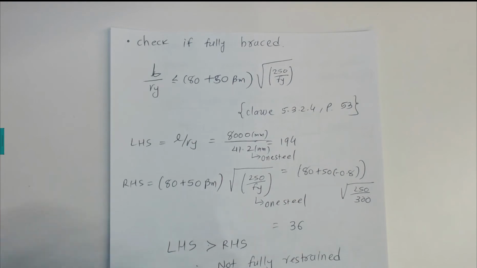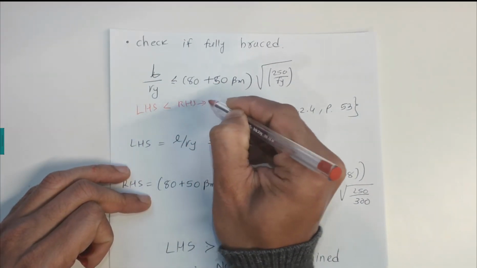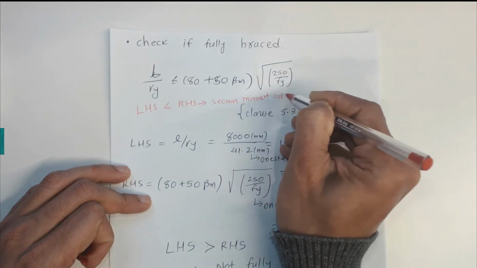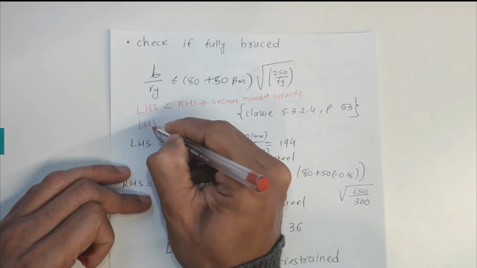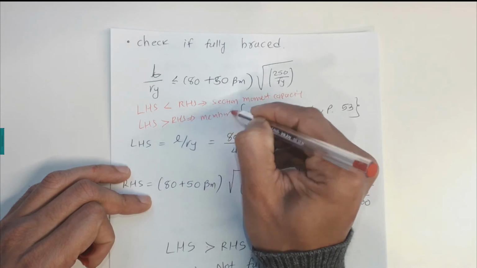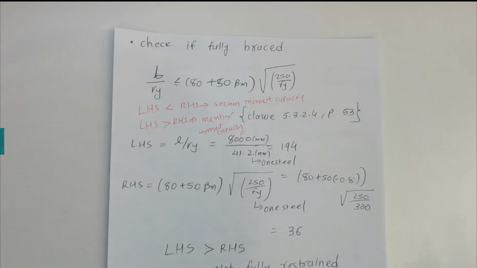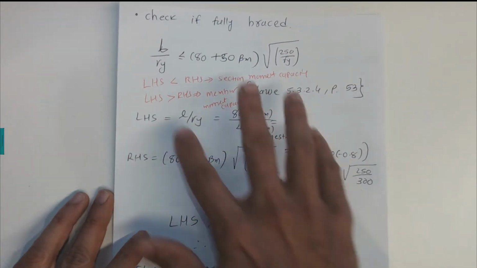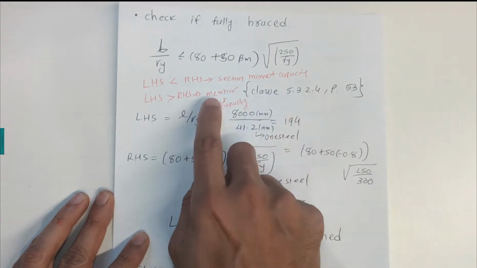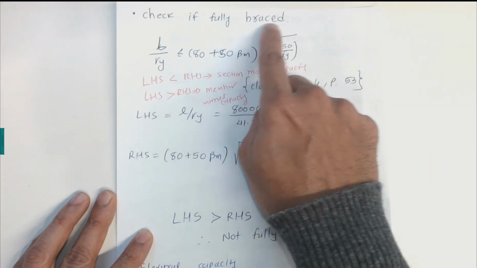So for example, if the left hand side is less than the right hand side, we just find the section moment capacity. And if the left hand side is greater than the right hand side, we need to find a member moment capacity. So it's a quick check for all the bending cases. We generally do these quick checks to see whether we should find the section moment capacity or member moment capacity, and the section moment capacity is considered as the fully braced condition.